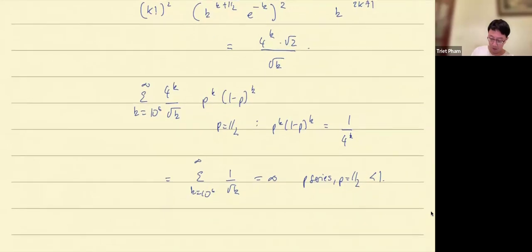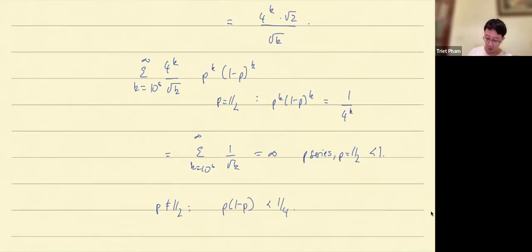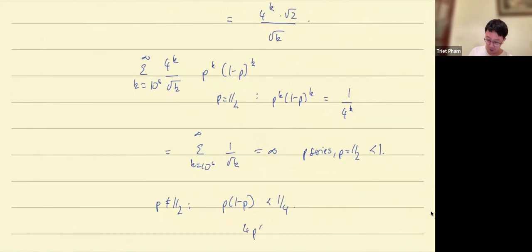On the other hand, if p is not a half, then p times 1 minus p will actually be less than a quarter. And therefore the whole thing, where you have 4p times 1 minus p raised to the whole k power, will be less than r raised to k, where r is less than 1.